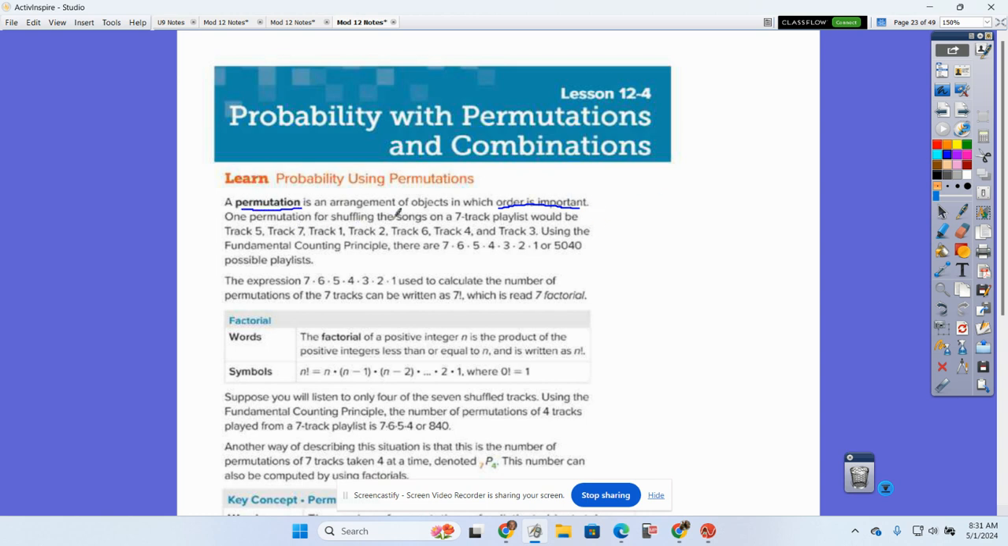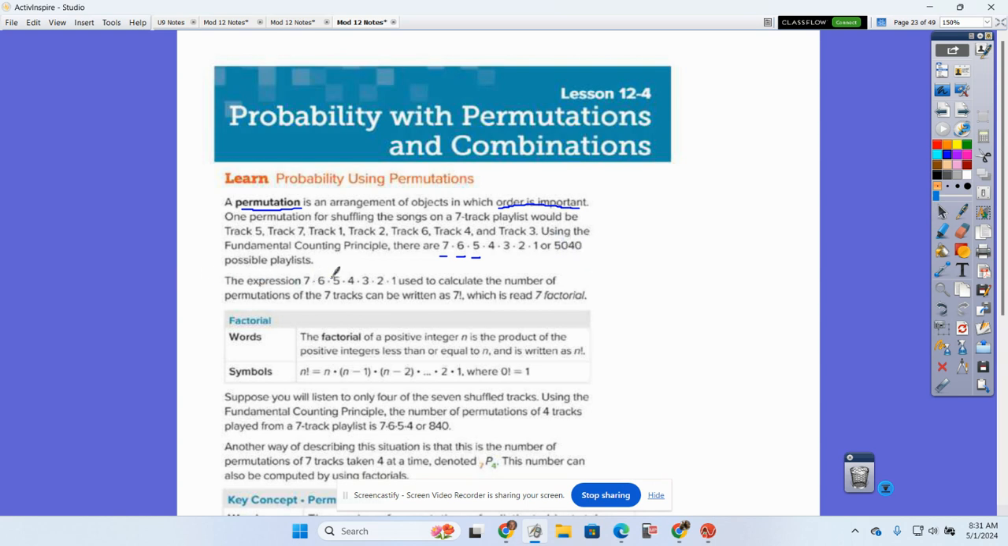One permutation for shuffling the songs on a 7-track playlist would be 5, then 7, then 1, then 2, then 6, then 4, then 3. Using the fundamental counting principle, there are 7 choices for the first song. Then once you've played the first song, 6 choices for the next one. Once you've played those first 2, there's only 5 choices and so on, or 5,040.